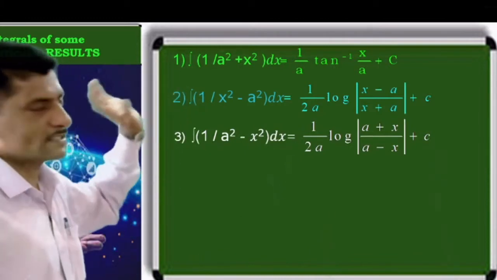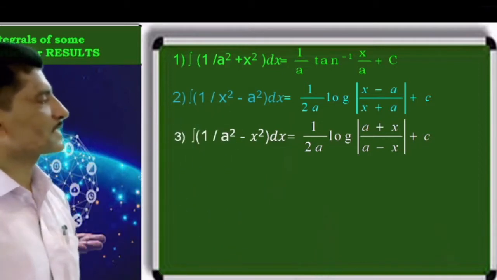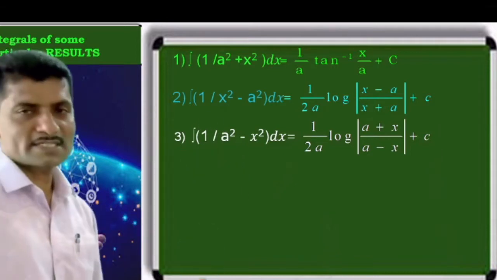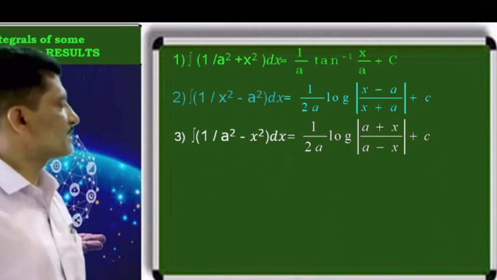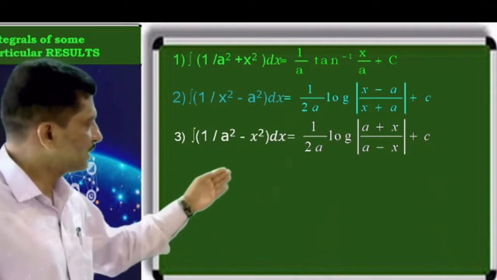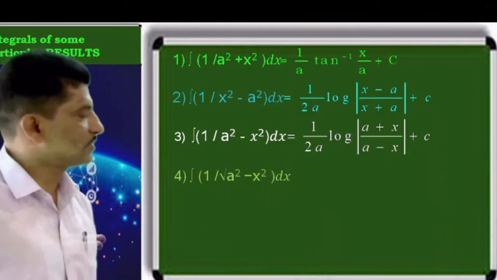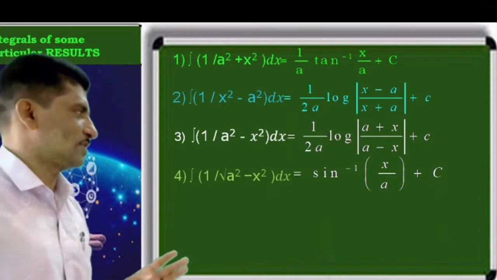These three results are the first type: 1 by a square plus x square, 1 by x square minus a square, 1 by a square minus x square. The next three results are the second type, with a root. Integral of 1 by root of a square minus x square into dx; the result will be sine inverse of x by a plus integral constant.